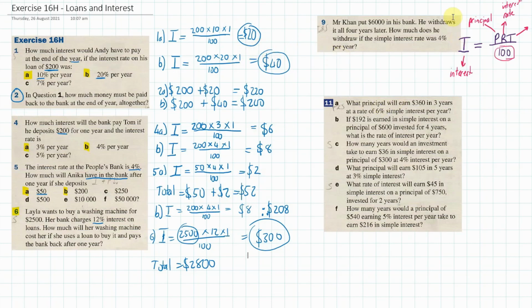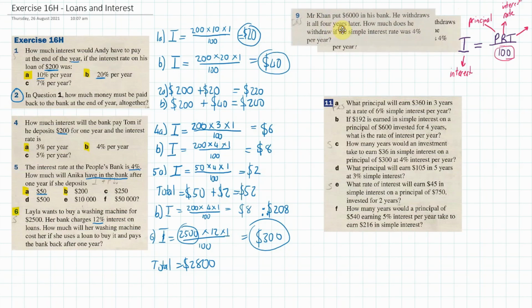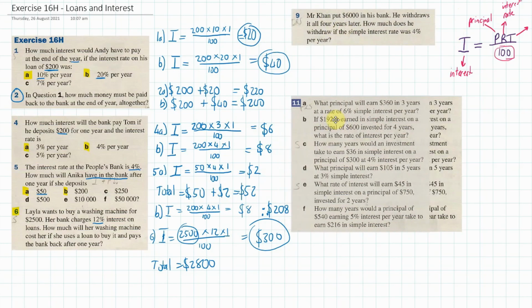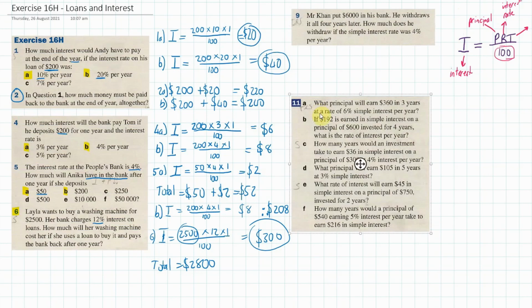Okay, moving on. We're going to talk about Mr. Khan now. Let's see what we have to say about him. He's put $600 in the bank, and he withdraws it 4 years later. How much does he withdraw?